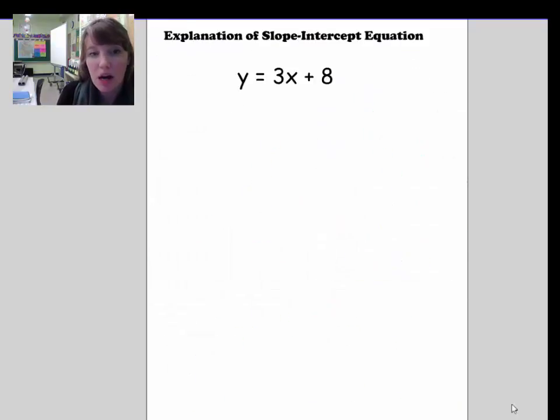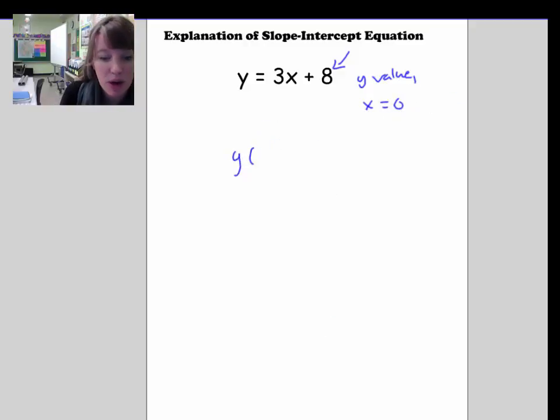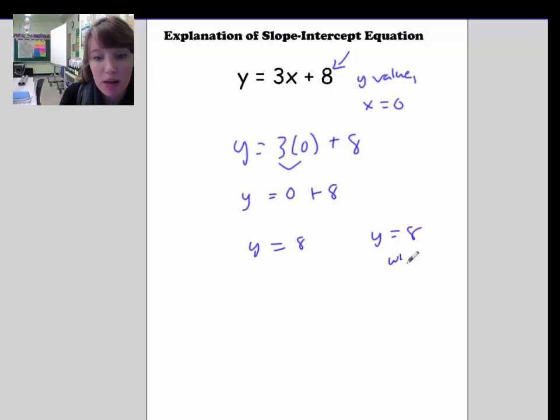Okay? And just an explanation of this formula. Remember, where did the y-intercept come from? Well, we are looking for the y value when x is equal to 0. So our question is, what is the y value when x is equal to 0? That's pretty easy to do, because all I have to do is substitute the value of 0 in for x and solve for y. So I'd say y is equal to 3 times 0 plus 8. Well, 3 times 0 is just 0, plus 8. So y must be equal to 8. So y is equal to 8 when x is equal to 0, or the coordinate (0, 8).